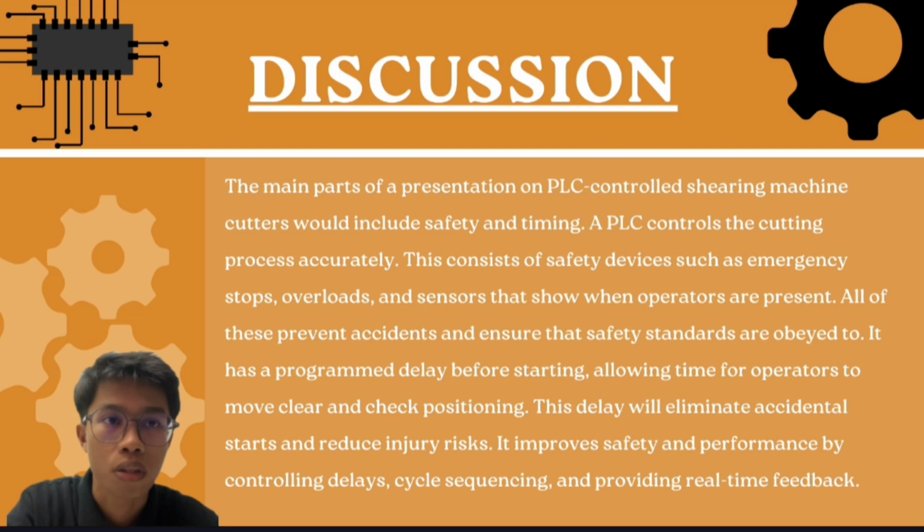Discussion. The main parts of the presentation on PLC control shearing machine cutters include safety and timing. PLC controls the cutting process accurately. This includes safety devices such as emergency stops, overloads and sensors that show when operators are present. All of these prevent incidents and ensure that safety standards are obeyed too. It has a programmed delay before starting, allowing time for operators to move clear and check positioning. This delay will eliminate accidental starts and reduce injury risk. It improves safety and performance by controlling delays, cycle sequencing and providing real-time feedback.